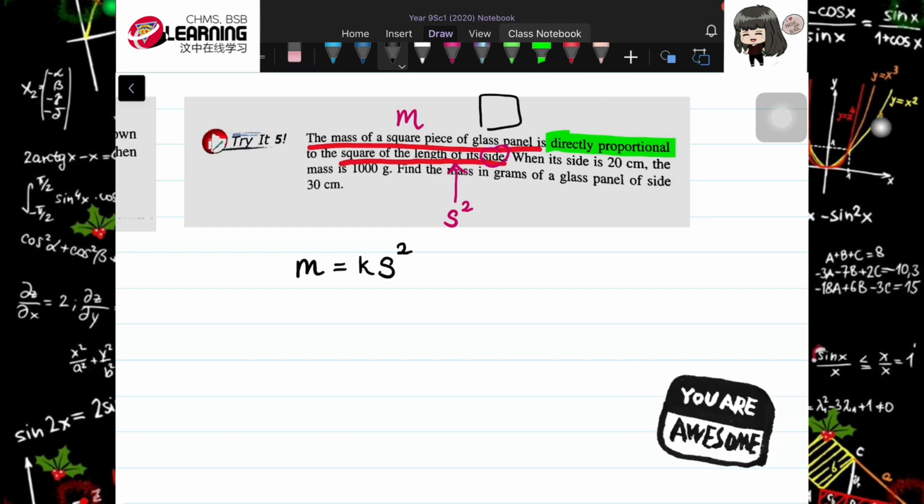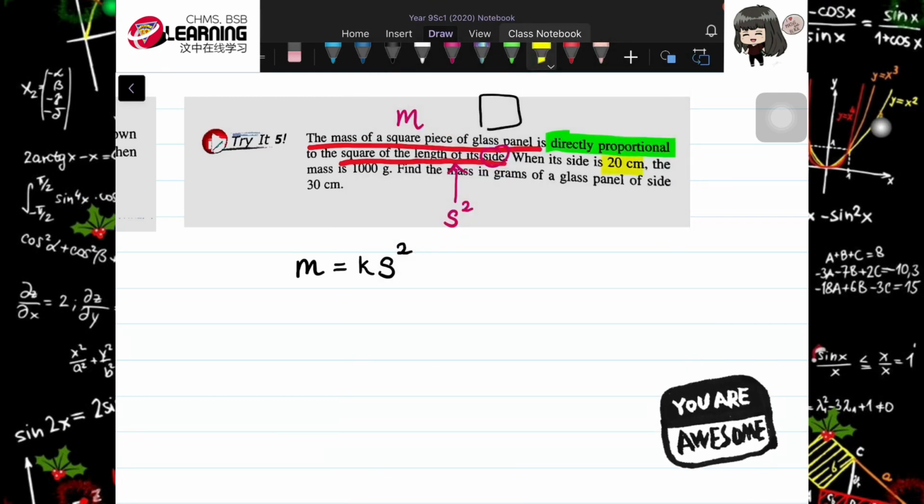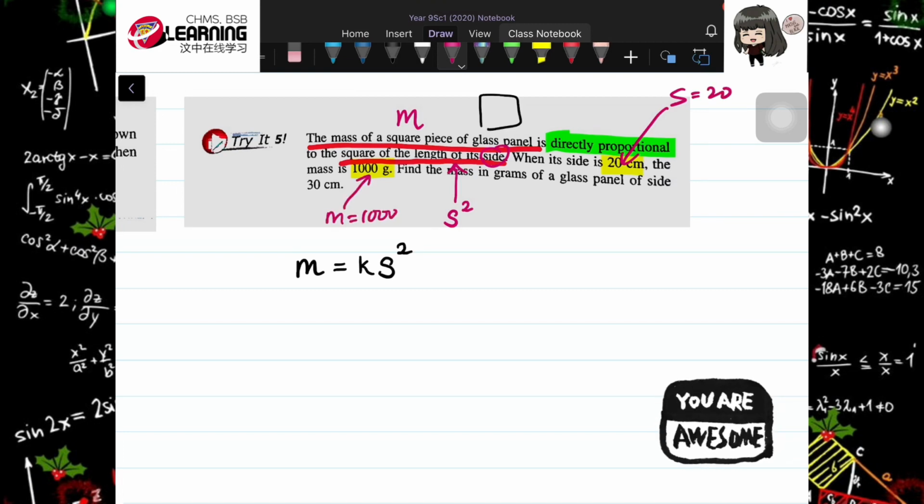Right, so next, first step is to find the equation. You have your first step already, find the equation, but this one is without constant yet. So next we have to find the constant. When its side is 20 centimeter and the mass is 1000 gram, it means that the s is equals to 20 and your m is equals to 1000. So you can find k here, right?